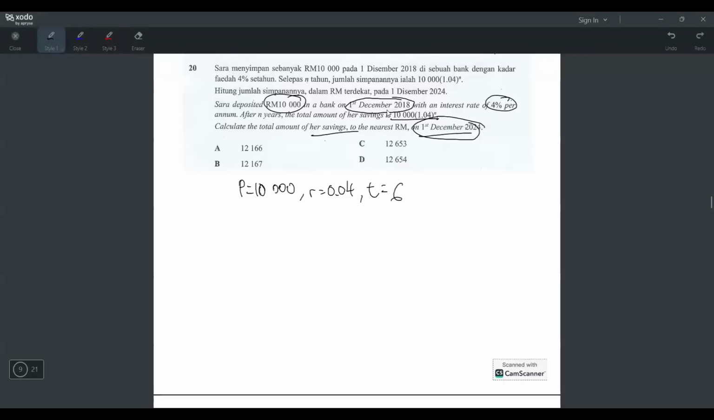6 years, right? Because 2019, 20, 21, 22, 23, 24. Yeah. So if you count using your fingers, you will get 6, right? So T is 6 years. Or you can just take 2024 minus 2018. Okay. So you get 6.